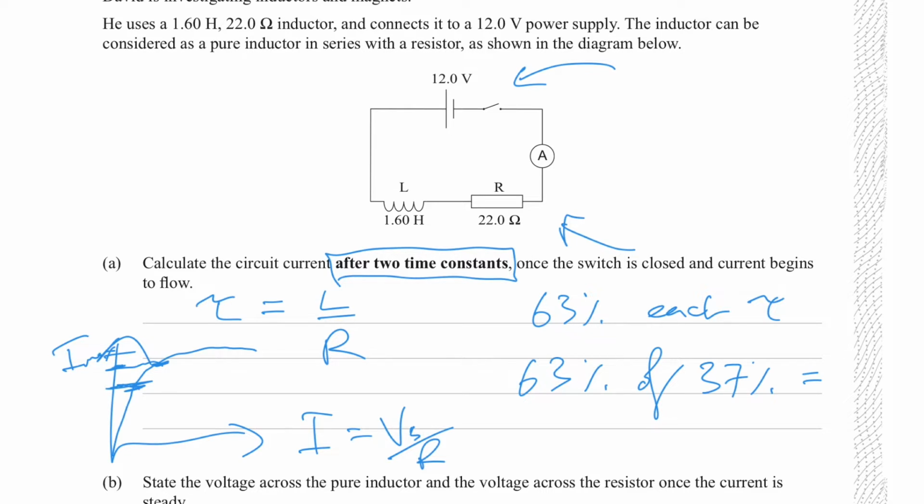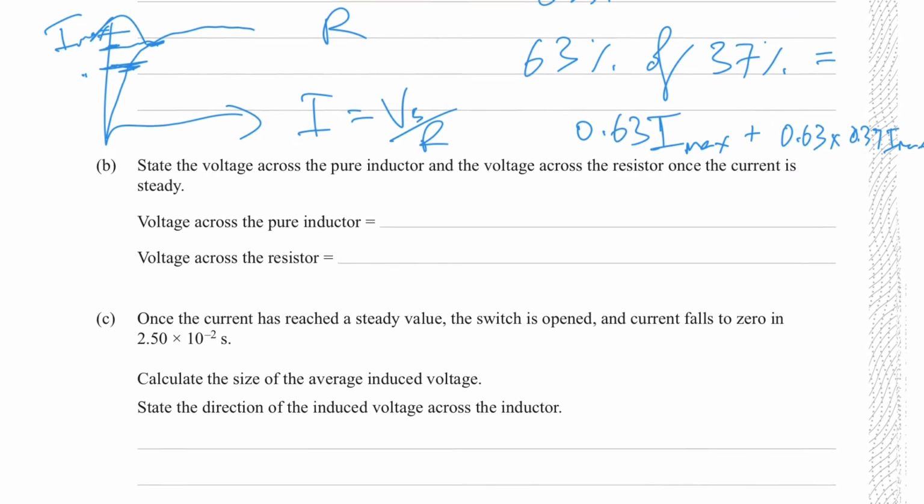You can do it as whatever that current is. It would be 0.63 I max. That would be your first value there. And then you would have to add to that 0.63 of 0.37 I max, just to put it in a really awkward way there.